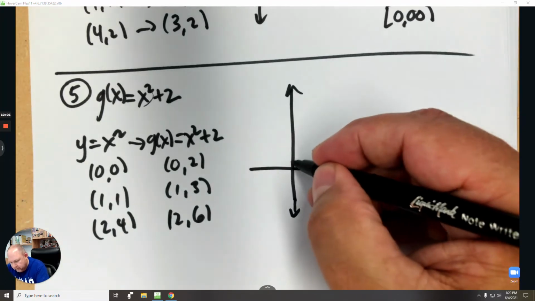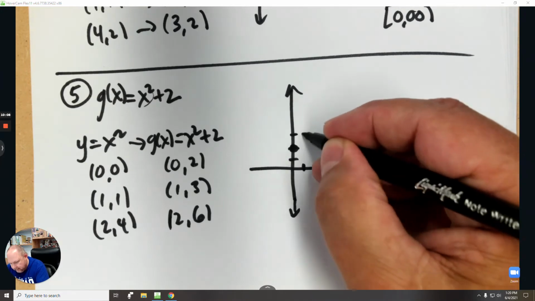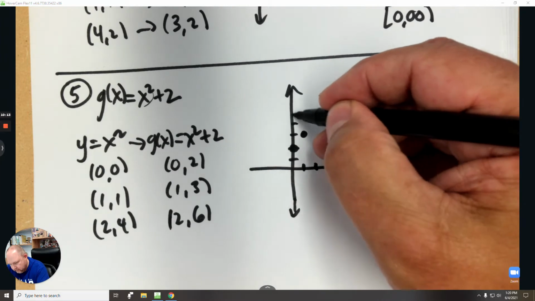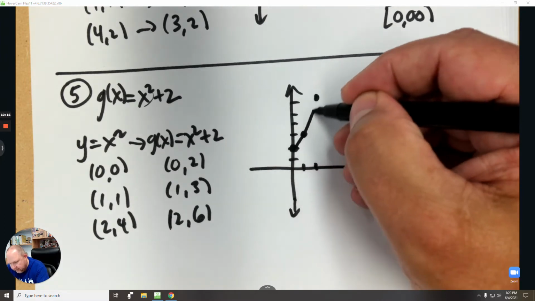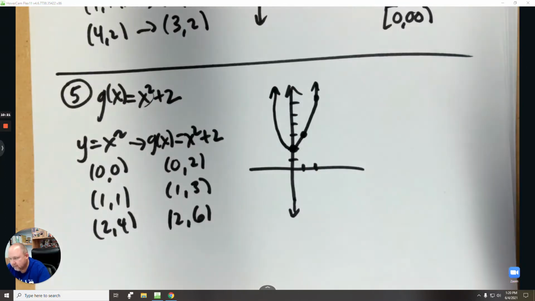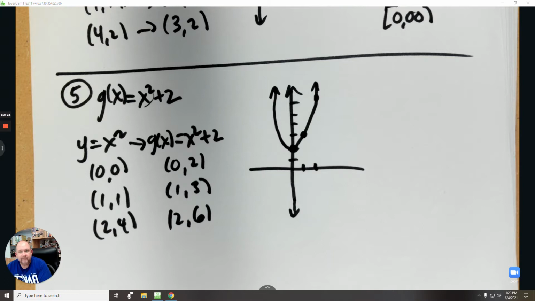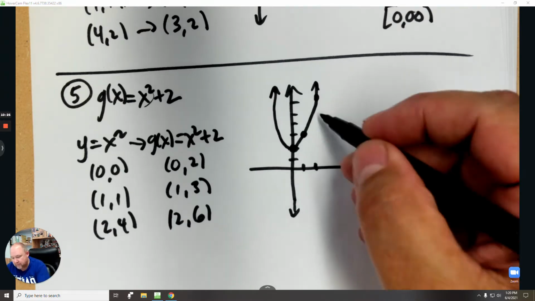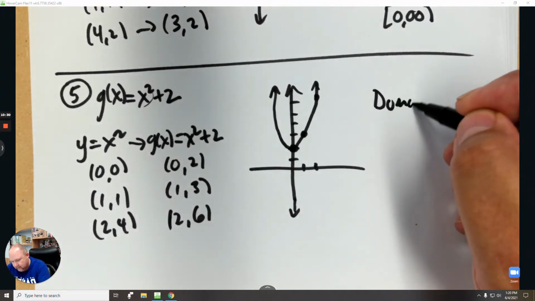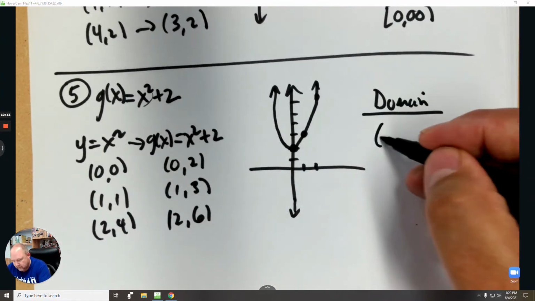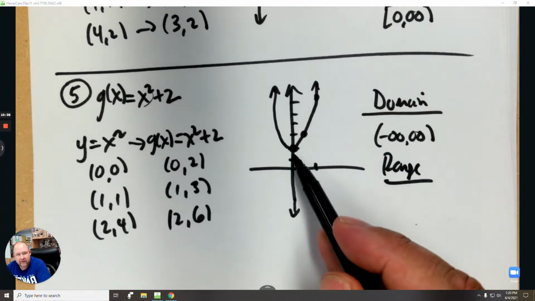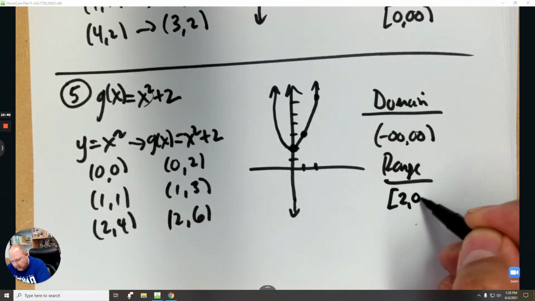So I have 0, 2, 1, 3, 2, 6. And the nice thing is this is symmetric, so we can make it this way and that way. Now, so there's the graph of the parabola. It's been shifted up 2. The domain of all quadratics is all real numbers. And the range, the lowest y value there is 2. So it goes from 2 up to infinity.